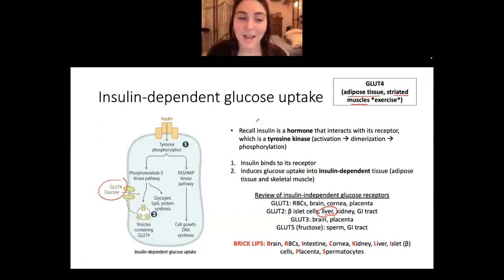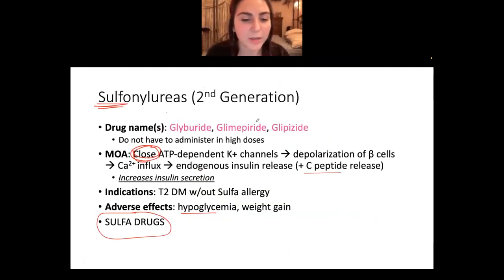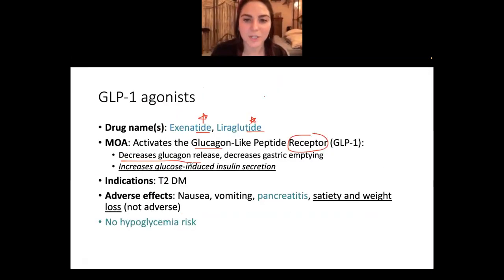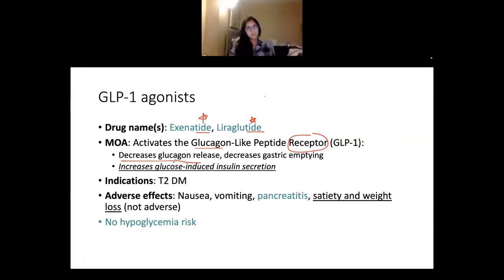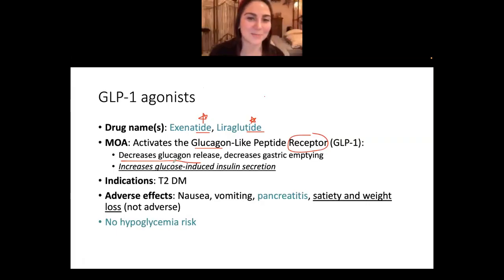Hey, I still get it confused, but I definitely know it's GLUT2 because that's what GLP-1 is trying to do. It's trying to activate those. Oh, I skipped the first generations. We'll come back to that. But it basically increases glucose going into the cells to trigger more insulin being released. Just don't get confused, because it decreases glucagon. And I feel like people always forget that it decreases glucagon.